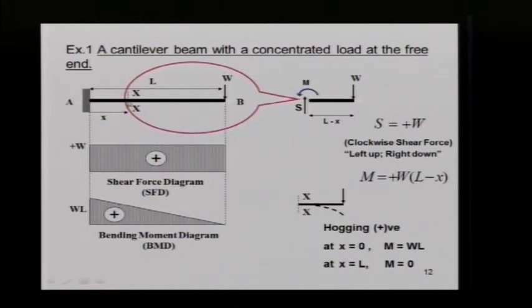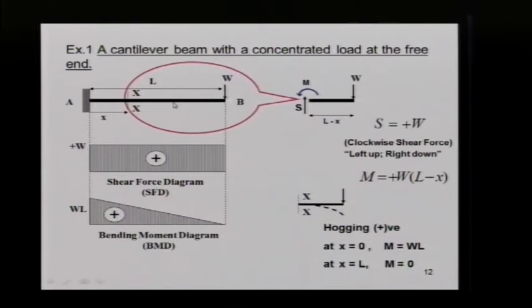So, once again, if you think about the moment, you go here, look at this side and you think, okay, what is the moment created by all these forces on the right hand side? Due to this load, this beam is going to bend like that, right? So, it is going to hog like that, right? So, once again, the bending moment is positive. It is plus W into that distance, which is L minus X, right?